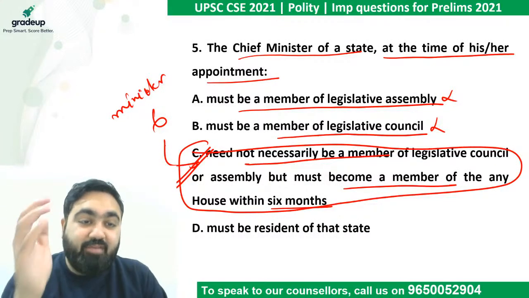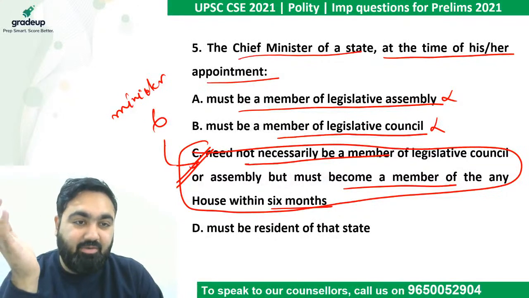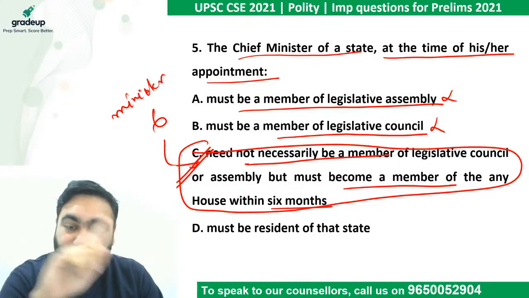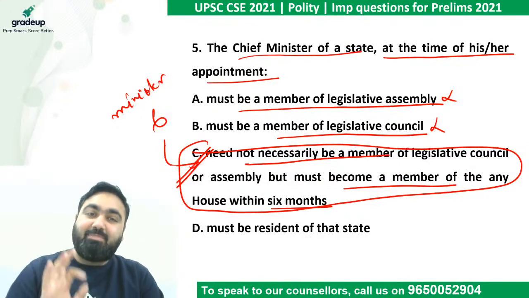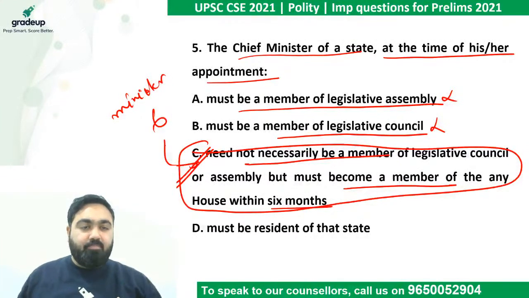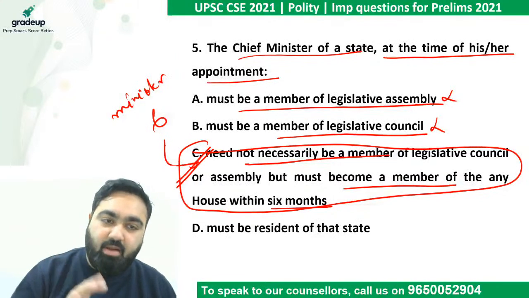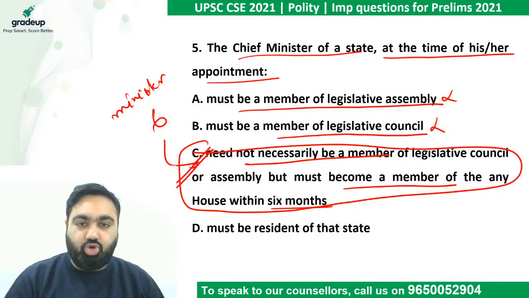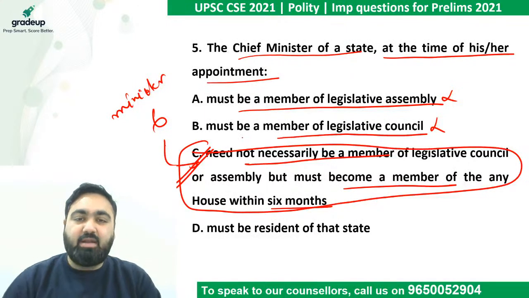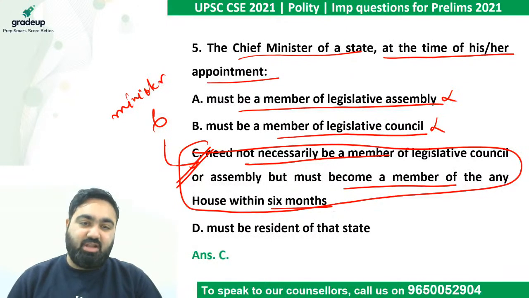You would have seen the movie Nayak, right? In which Anil Kapoor was made the chief minister for one day. He was not a member of any house. So for 6 months, you can be made a minister, but within 6 months, you have to become a member of one house or the other. So those who said C, you are absolutely correct. C is the correct answer. Give yourself +1.